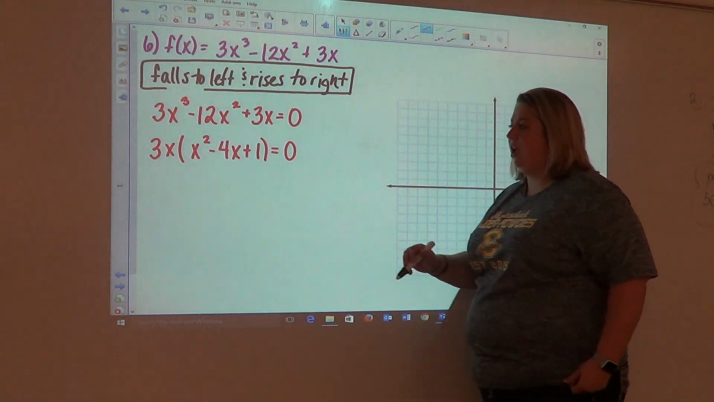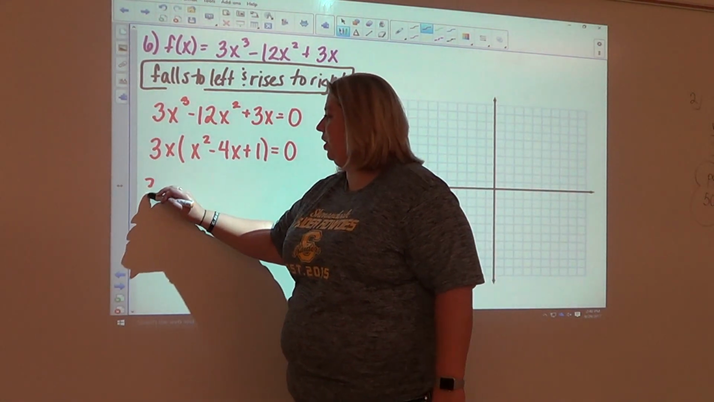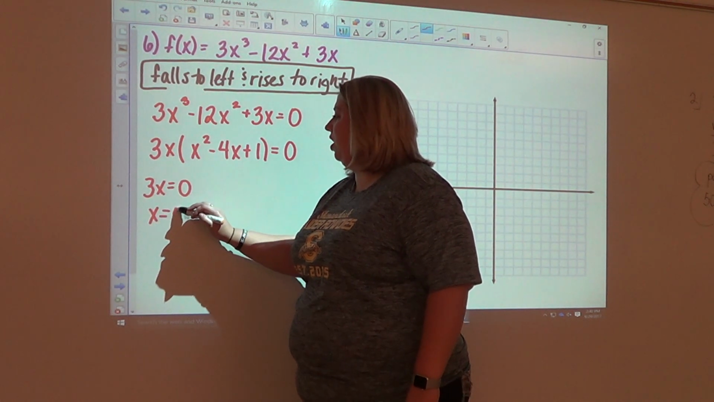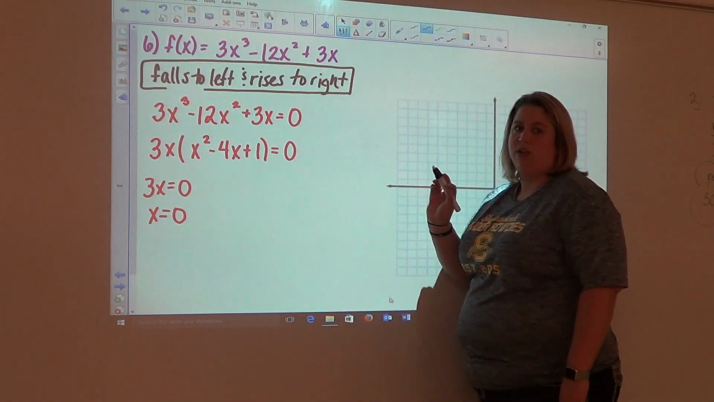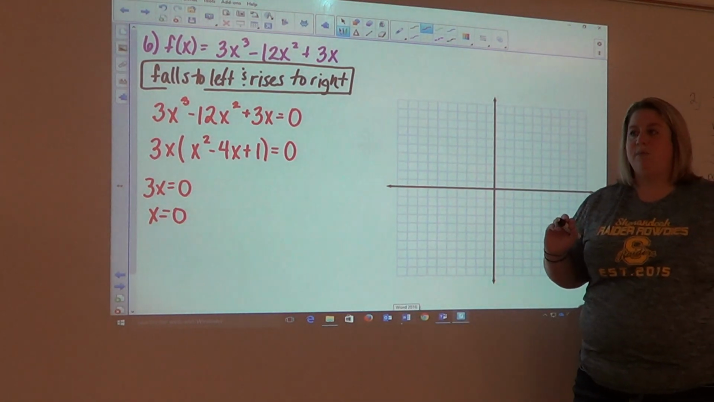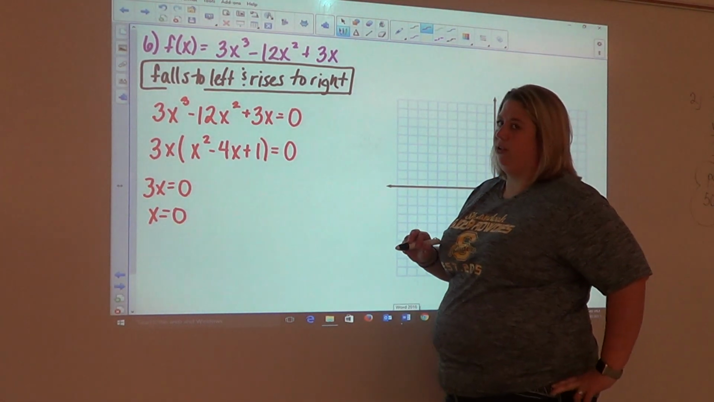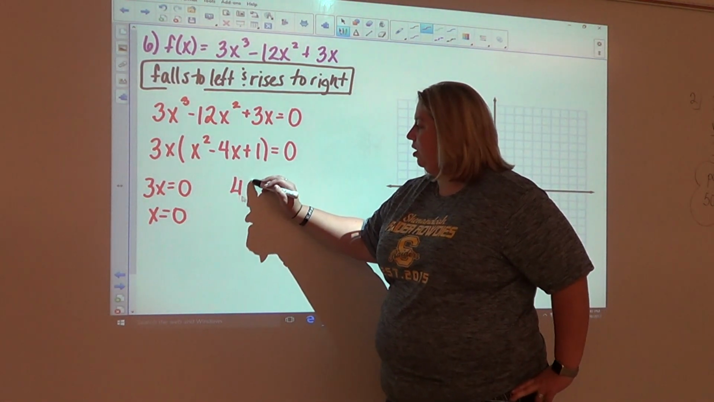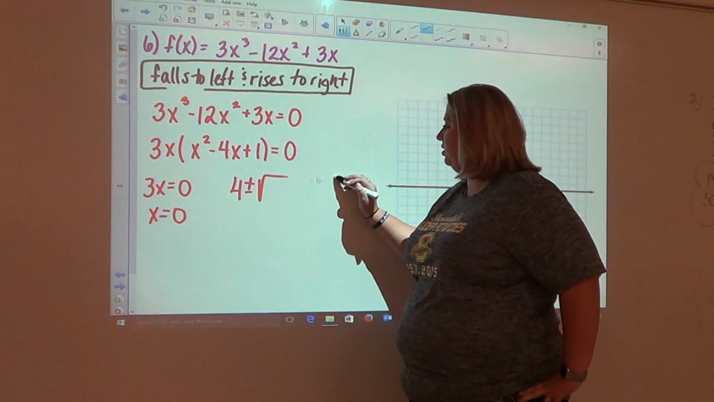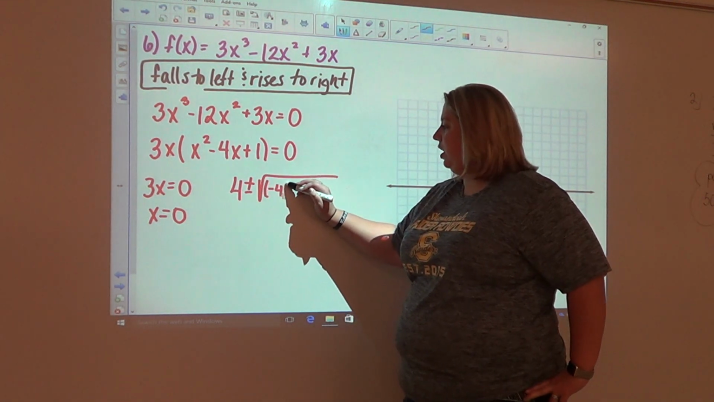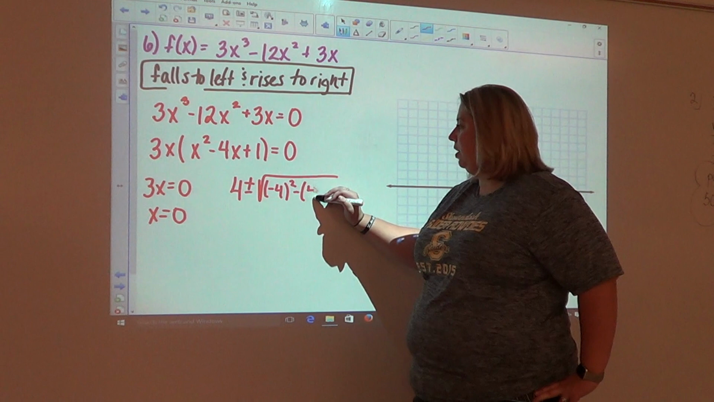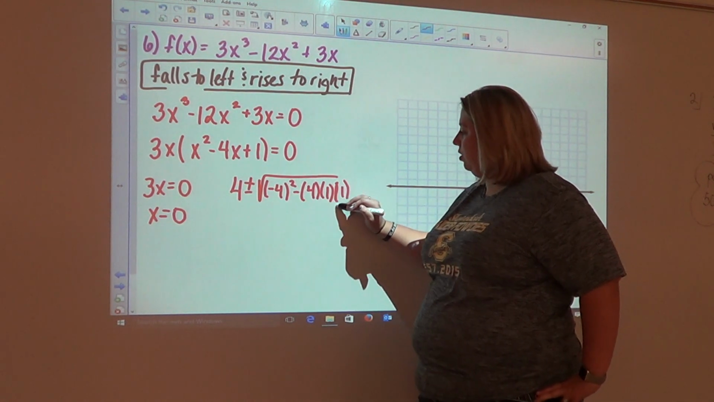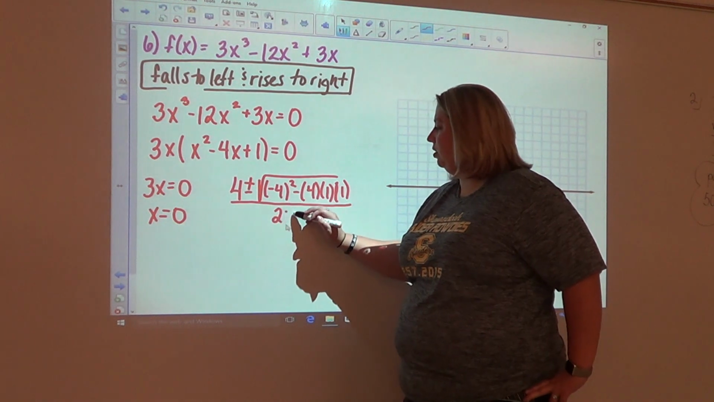Okay, well, if I set 3x equal to 0 and solve, what's one zero I know of? 0. Okay, now the other part doesn't factor. If it's a quadratic and it doesn't factor, that means you have to do the quadratic formula. So this would be 4 plus or minus the square root of negative 4 squared minus 4 times 1 times 1, all over 2 times 1.